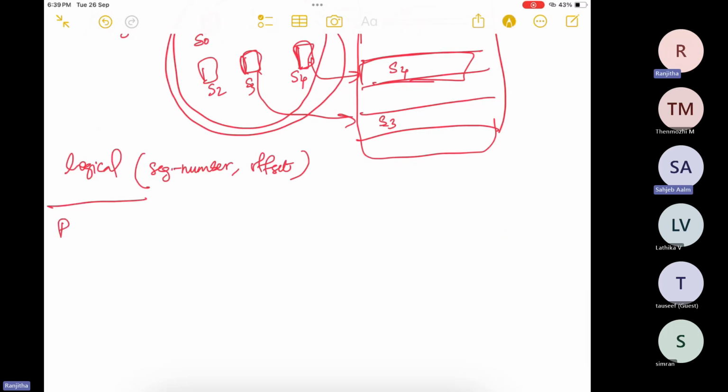Now the next topic that was discussed was paging, or probably maybe before going to paging, we can have a small example on segmentation. A simple example we can try.